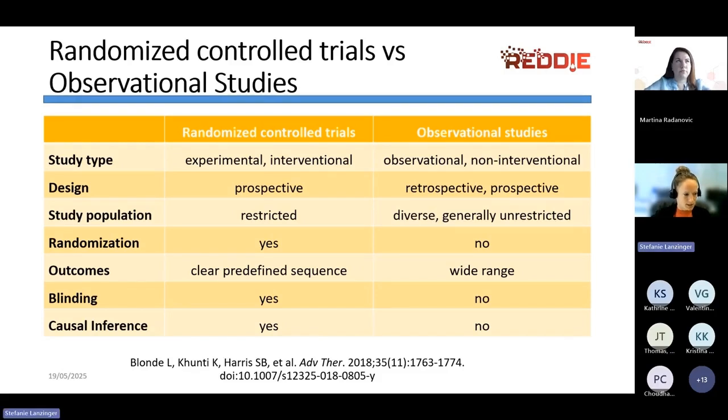Randomization is possible in RCTs, but not in observational studies. Outcomes are clearly defined in RCTs, and in observational studies we can in general also study a relatively wide range of outcomes. Blinding and drawing of causal inference is only possible in randomized controlled trials and not in observational studies, and of course this is a point we have to keep in mind when interpreting results of observational studies.